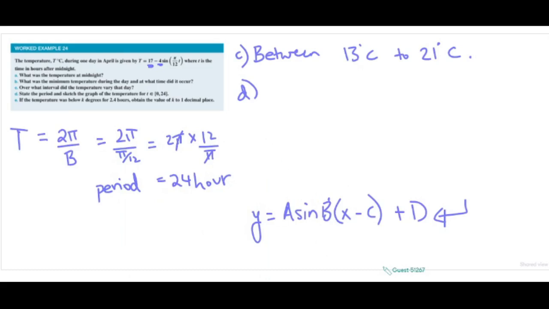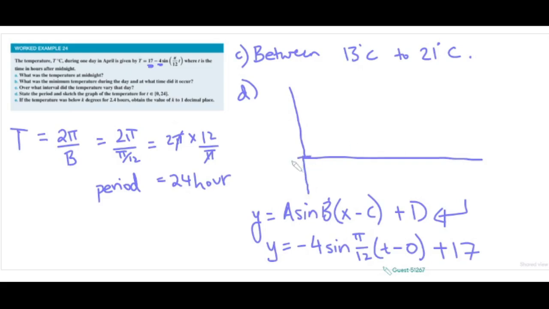So if we are graphing it then, what's A? If I write it in this form, it's going to be negative 4 sine pi on 12 times T. There's no C. C is essentially 0. All right. So if this is our graph, say this is 0, we are going to be at 17. And then our period is going to be 24, right? So just to keep in mind, that's our middle point of our graph, the equilibrium point. The max will be at 21 and the lowest will be at 13.